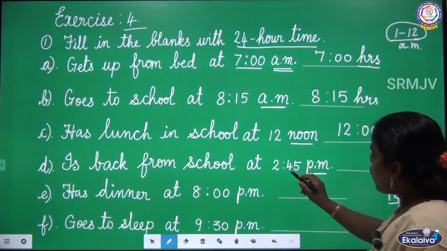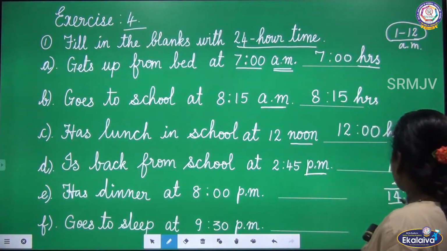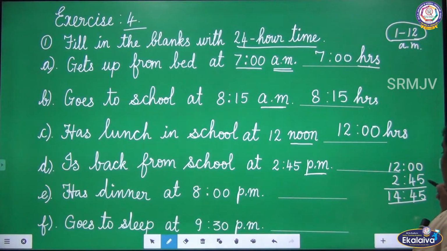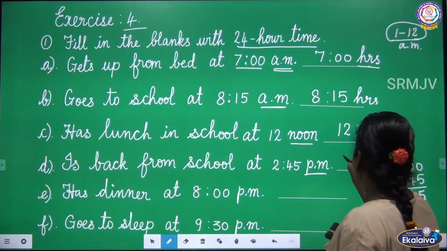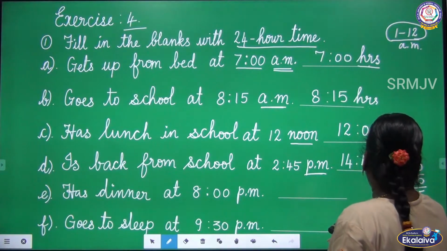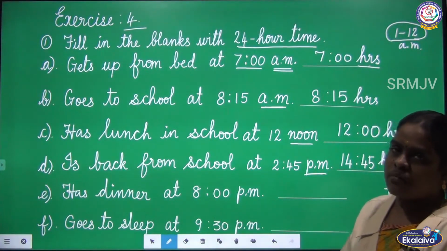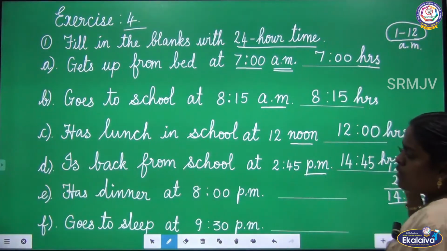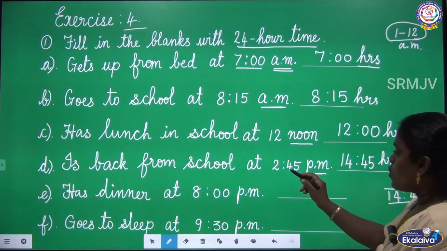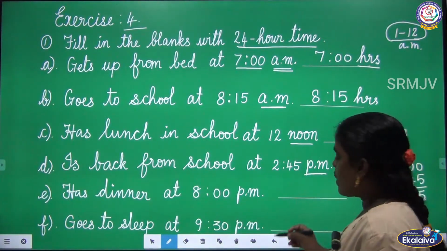So if you convert 2:45 PM into 24-hour time, you get 14 and 45 hours. So if PM is given, you have to add 12 with the given time. So 2:45 PM equals 14 and 45 hours.